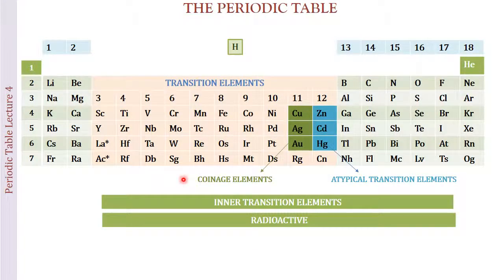Now the transition elements, something I have to add over here also. You know now that they are the 3rd to the 12th group. The last electron filling is in the d orbitals, and the first series of the d elements is called the 3d series, then the 4d series, the 5d series, and so on. And here what I want you to remember is that copper, silver, gold are called the coinage elements. Zinc, cadmium, mercury are called atypical transition elements. We will be discussing why they are called so later in the course.